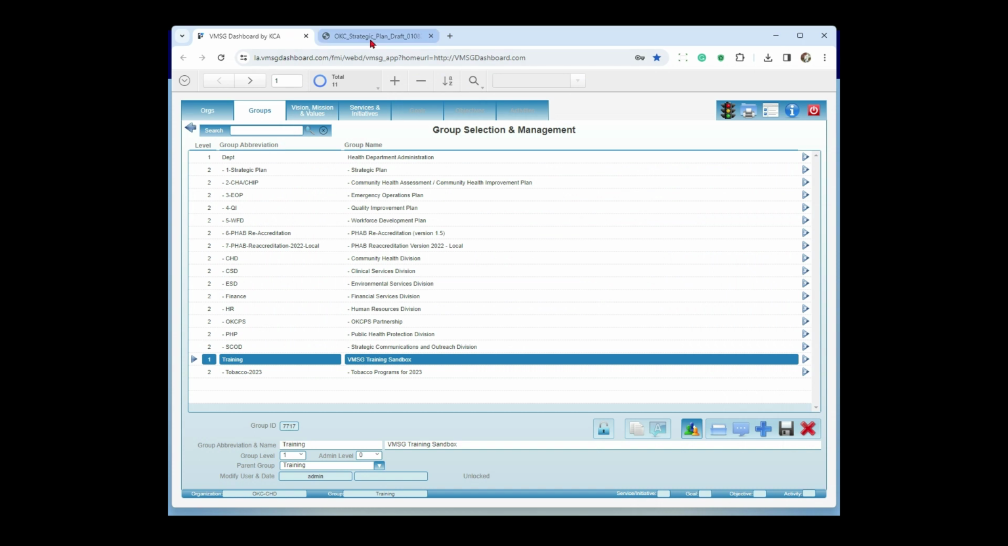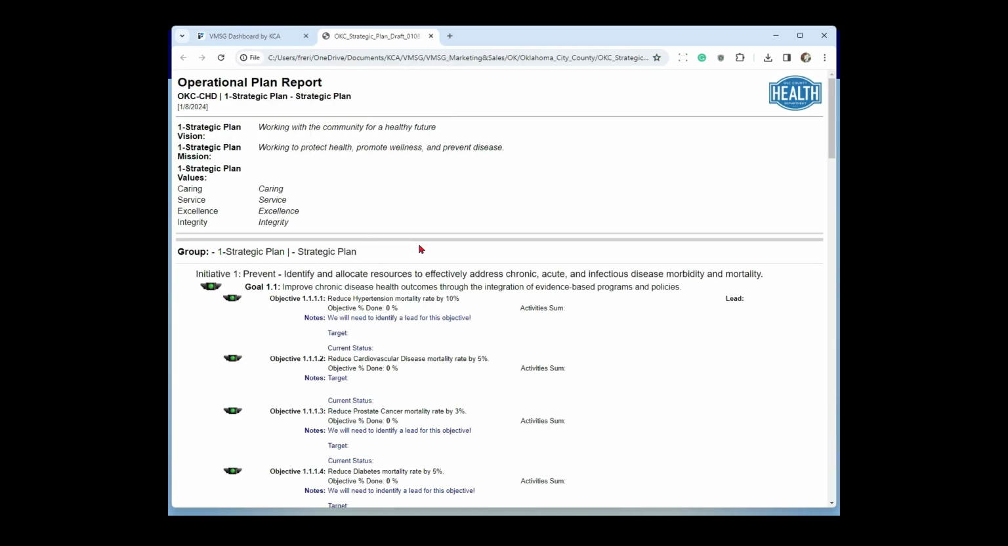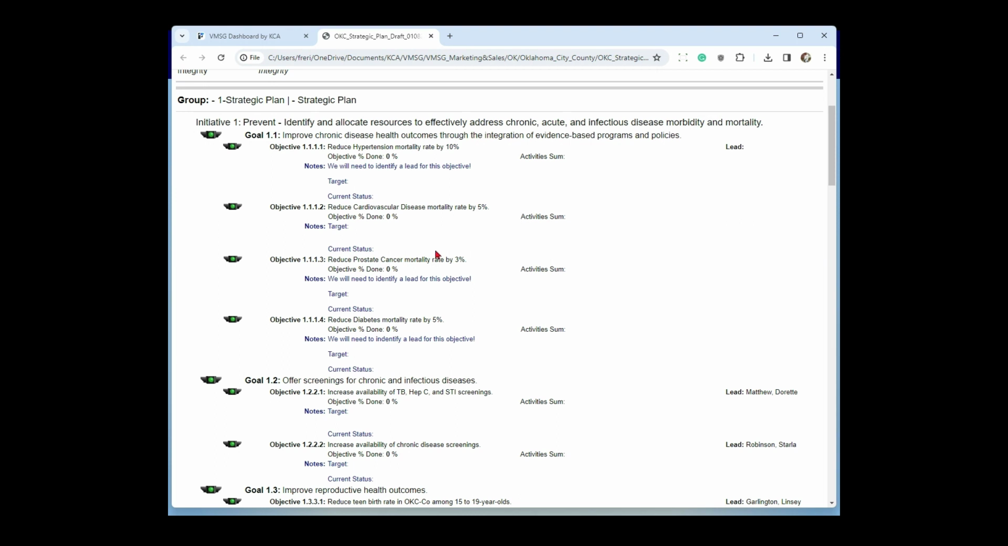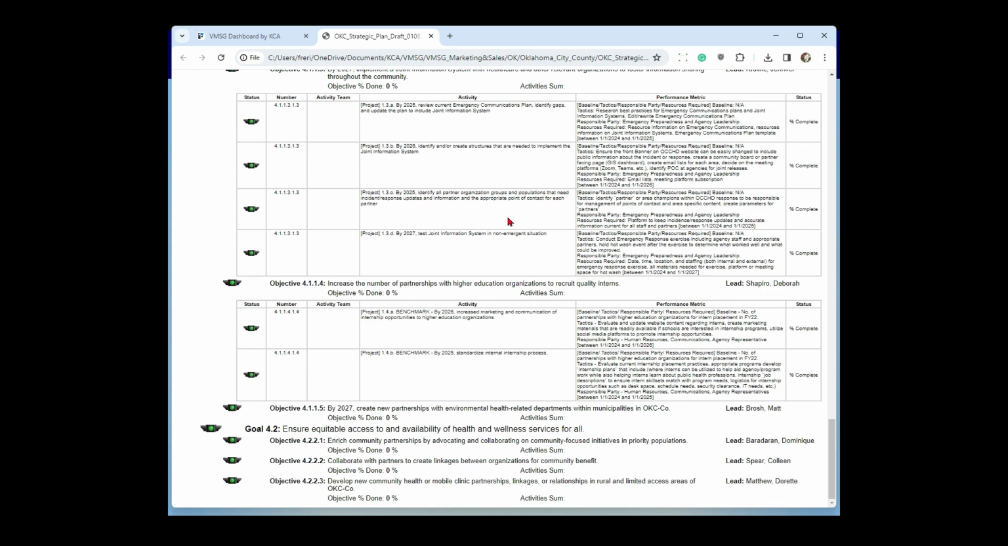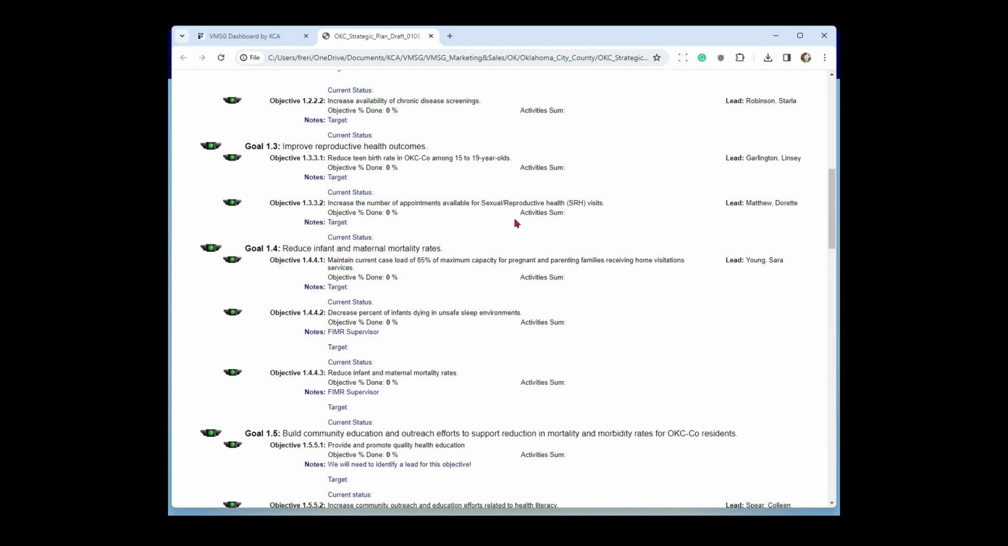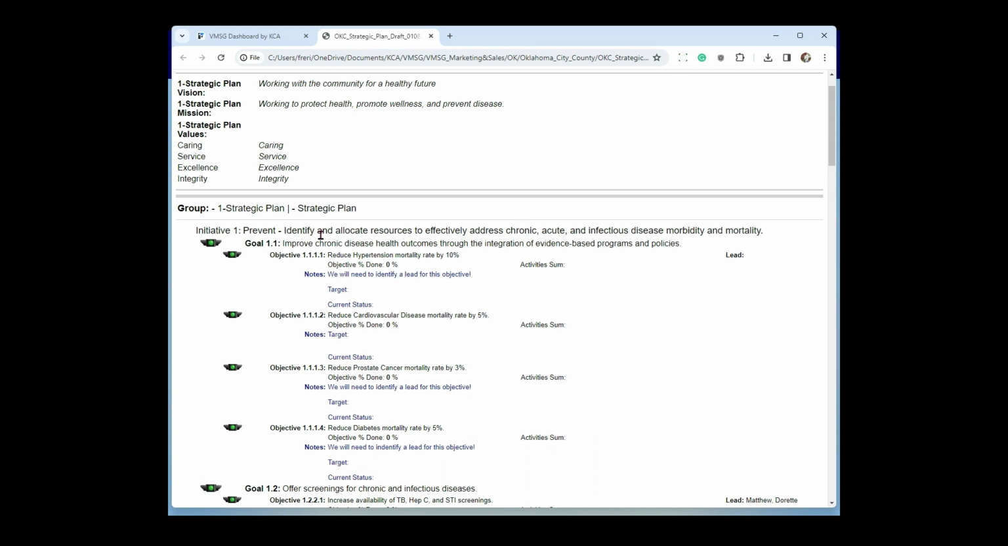So what I did is I generated the operational plan for the strategic plan here. And yeah, if you go down to the bottom, you'll see where there's some activities down here at the bottom level. But for the most part, it stops at the objective level. And everything, the structure looks really good. You've got the prevent up here, and then identify and allocate resources to effectively address chronic acute infectious disease morbidity and mortality. Your first goal is to improve chronic disease health outcomes through the integration of evidence-based programs and policies. And then your first objective, reduce hypertension mortality rate by 10%.